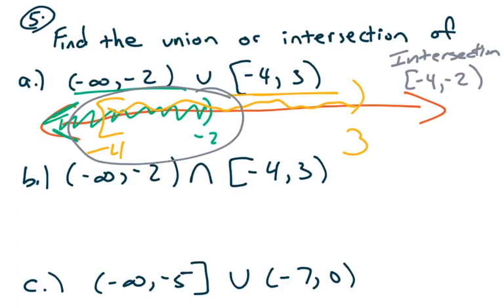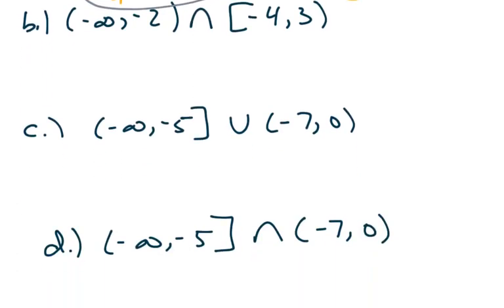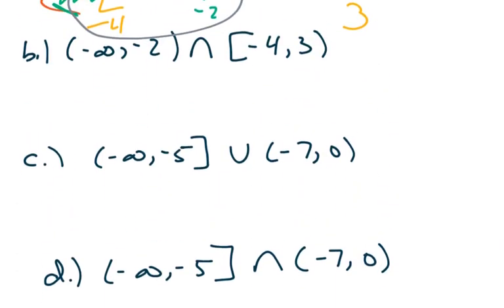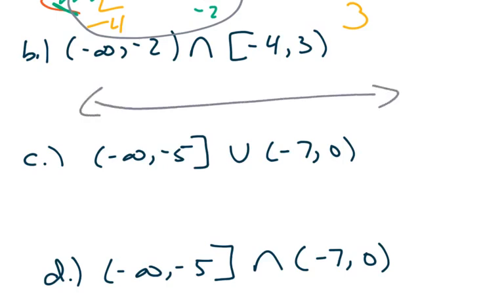Okay, so go ahead if you haven't done so. I want you to go ahead and try to do B, C, and D. Okay, so B, C, and D. So pause the video now and go ahead and try these real fast. Okay, so let's try B. So in B we have a number line. It's going from negative infinity to negative 2. This is not including negative 2.